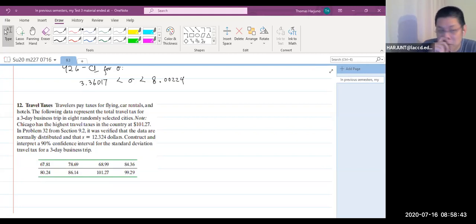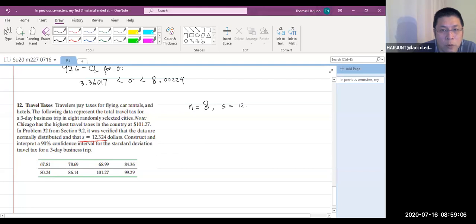They verified that using a test for normality, which we will not do. But the important thing is that the sample standard deviation is $12.324. So what we need from here is the sample size is 8, the sample standard deviation is 12.324, and the confidence level is 90%.